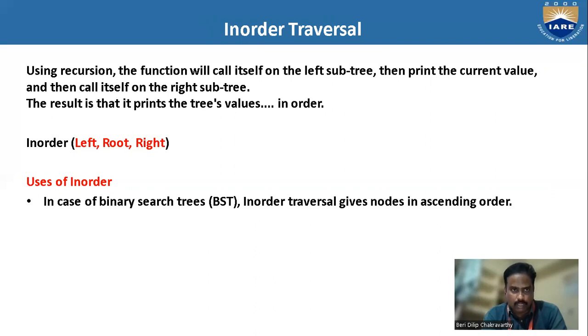Using recursion, the function will call itself on the left subtree, then print the current value, and then call itself on the right subtree. Similarly, we'll go to the right subtree and call the same thing. In-order means, as I already told you, left, root, right. Uses of in-order: in a binary search tree, in-order traversal gives nodes in ascending order.